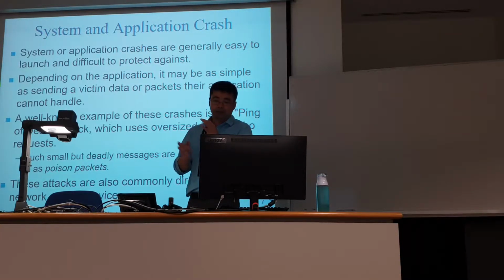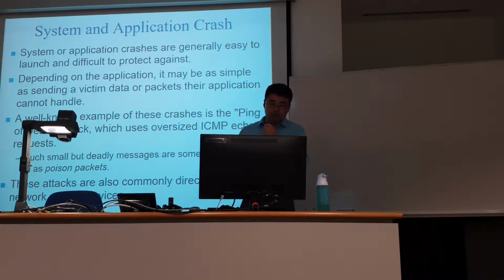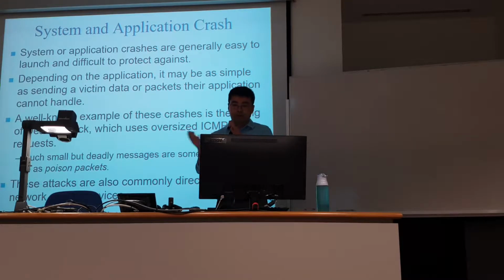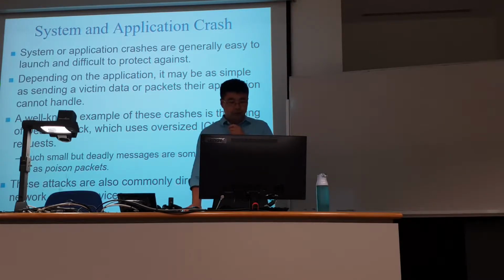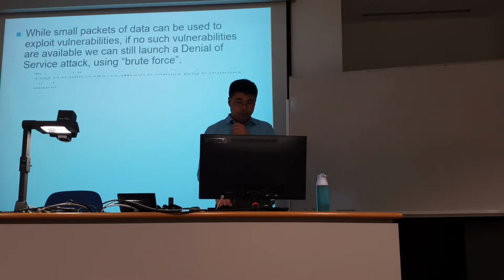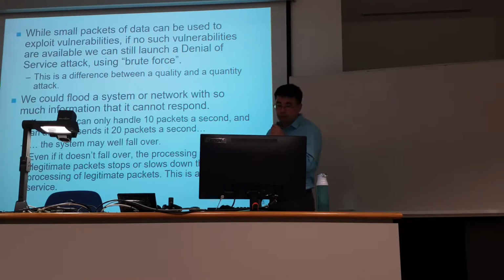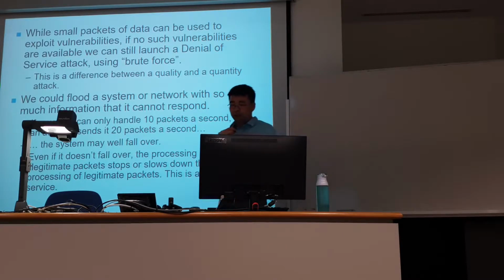The system will crash. So if you can exploit the vulnerability, you don't need a lot of requests or traffic. You only need a small packet to crash the system. This kind of packet is called a poison packet. It will just crash the whole machine. One typical example is the ping of death, to crash the system. This is the so-called quality attack. You craft a special packet to crash the system.